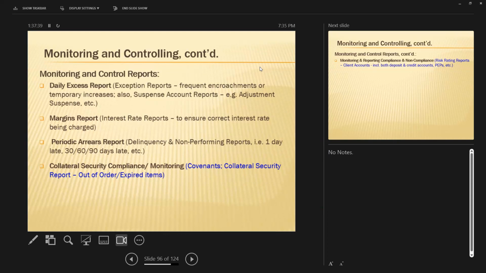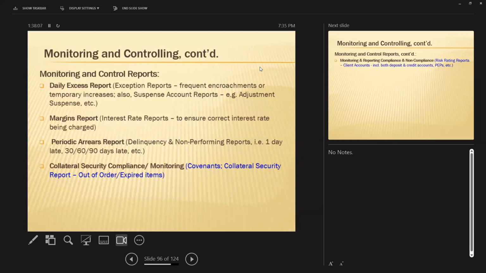So if there's a covenant that has not been met yet on a particular loan, that will be seen by whoever is charged with following up on that report. More than likely, that's your administration department, although your credit risk people are keeping a good eye on it as well.